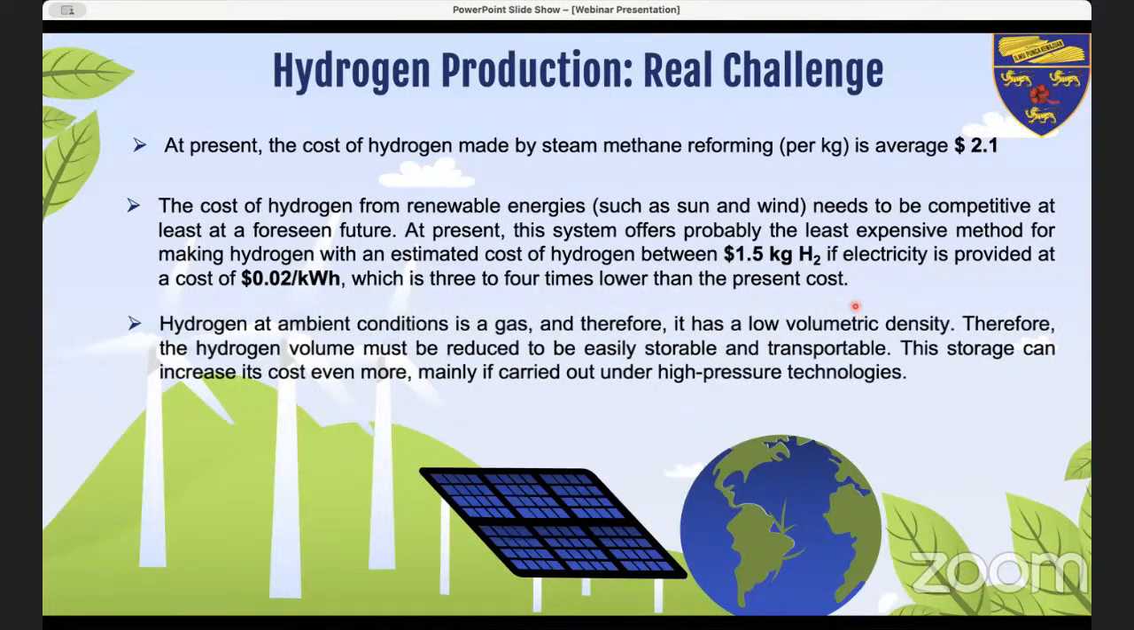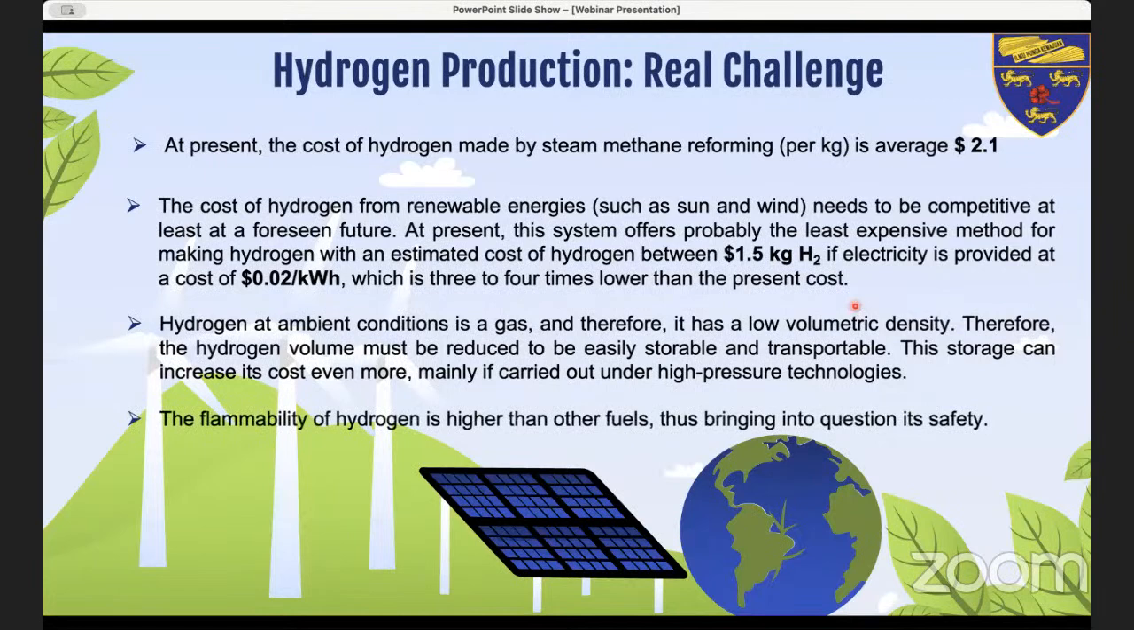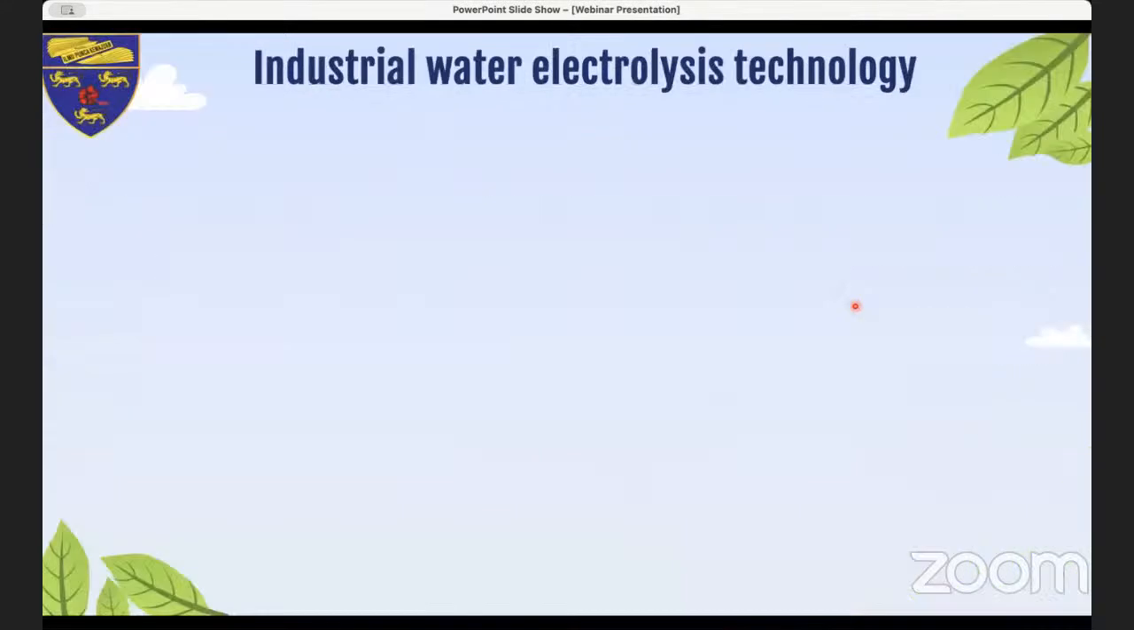Another challenge comes from storing. We know that hydrogen is a gas, so we need to compress hydrogen and store it in some tank, so this also provides extra cost. And finally, there is the safety of hydrogen because of its flammability. So these are the challenges related to green hydrogen production that we face in our world.